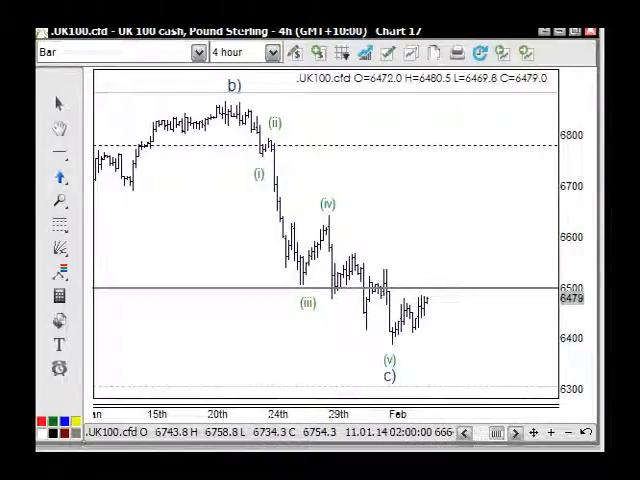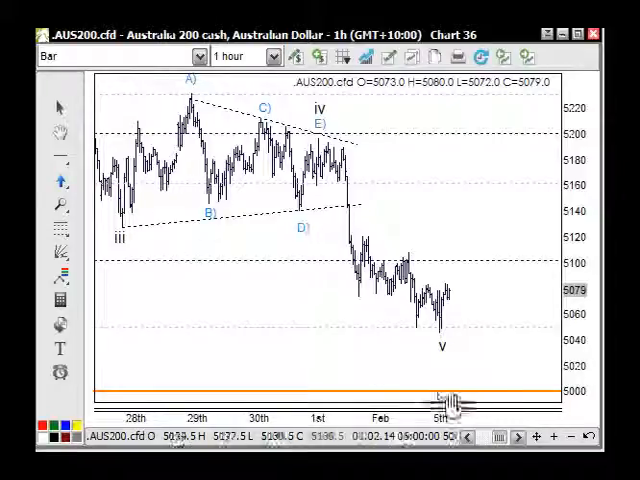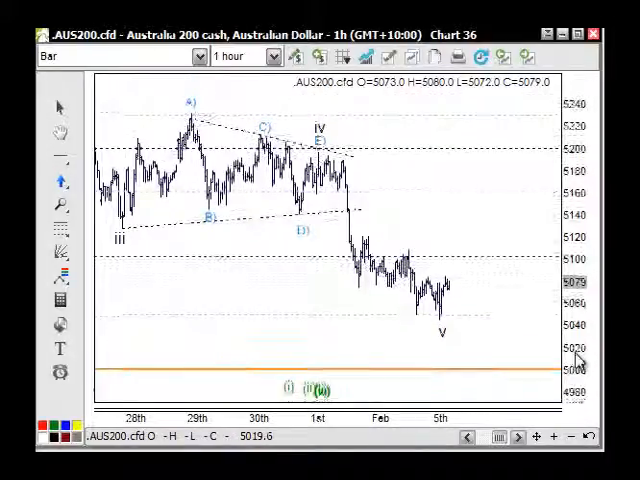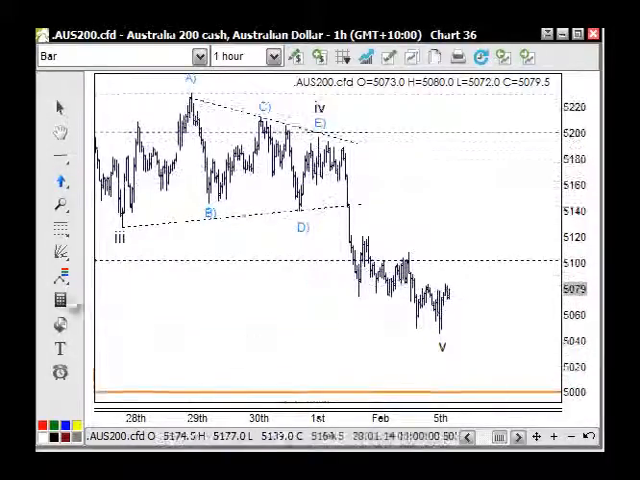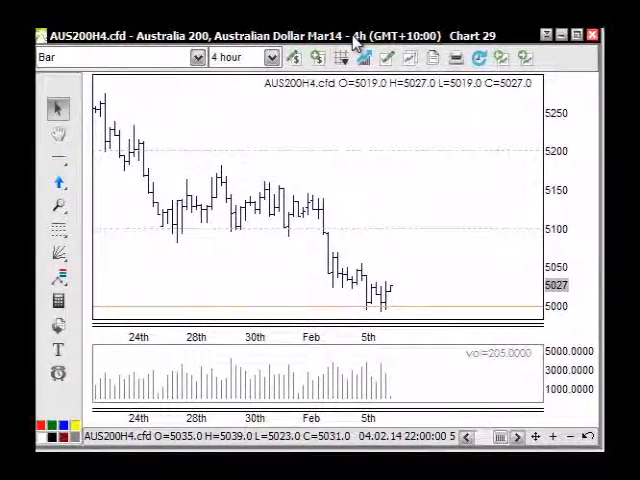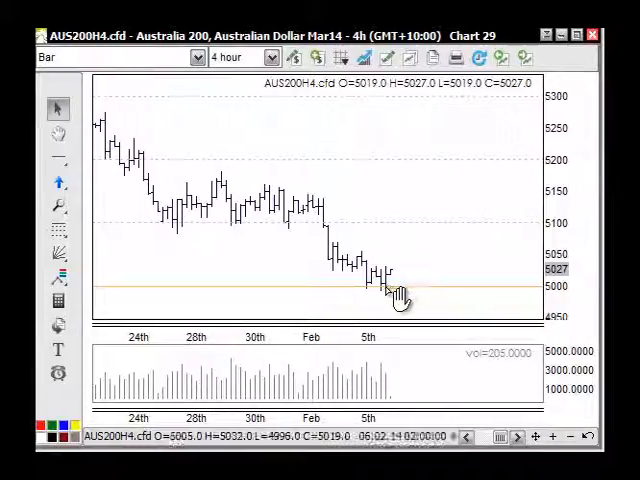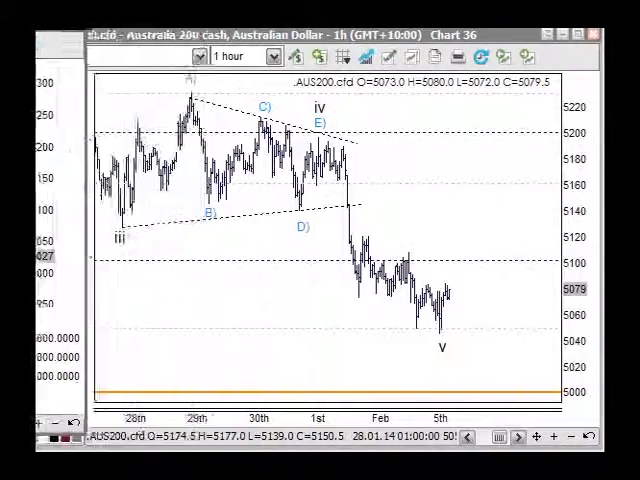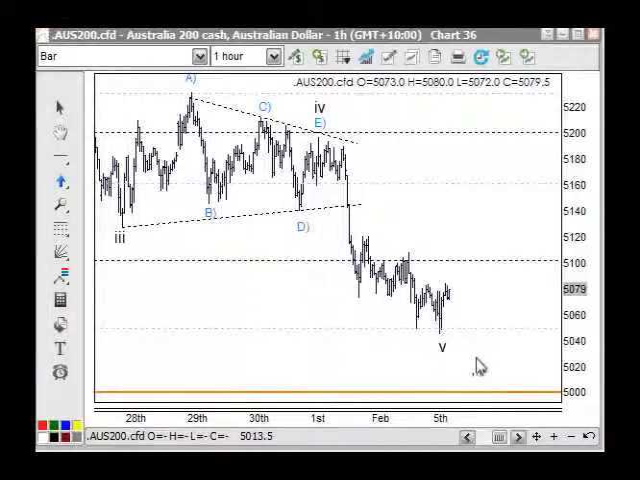The ASX 200 CFD is quite close to the 5,000 here. If I just bring across the CFD based on the SPY, you can see that it's already at the 5,000 here. So this may cause the market to bounce. So we may not get this low coming into play over here.